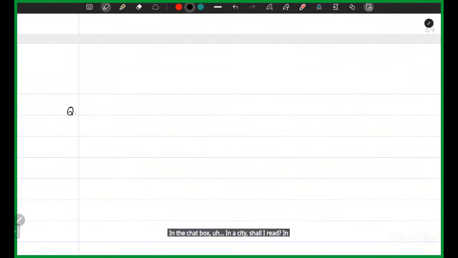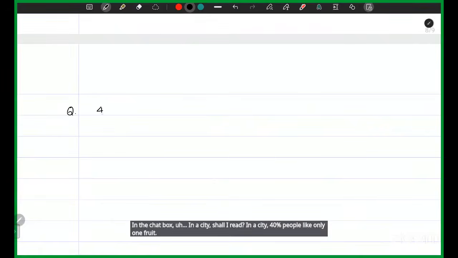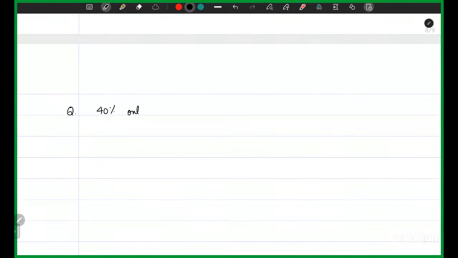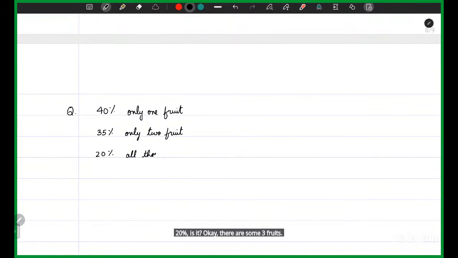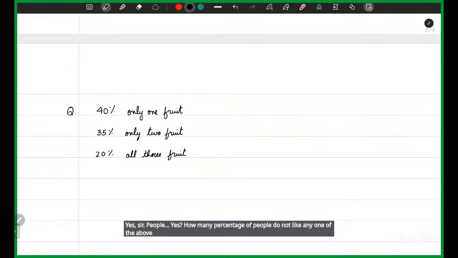In a city, 40% of people like only one fruit. Only one fruit, is it? Yes, sir. Okay. 35% of people like only two fruits. Okay. 20% of people like all three fruits. 20%, is it? Yes, sir. Okay. How many percentage of people do not like any one of the above 3 fruits?